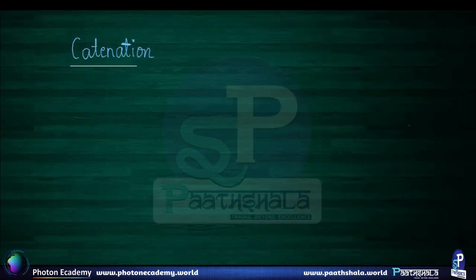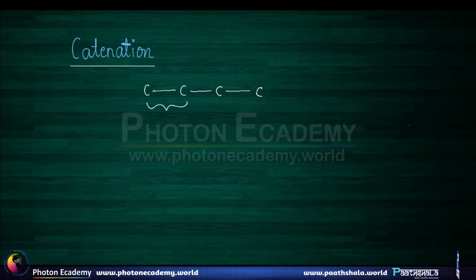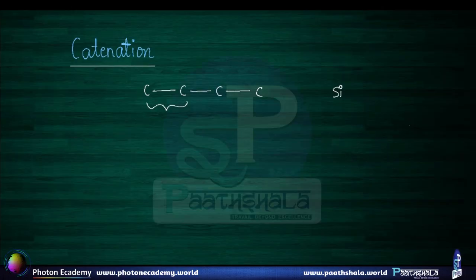So the first property is catenation. Catenation is a unique property of an element to link with the same element in a series, forming long chains. Carbon shows this property because the carbon-carbon bond energy is suitable for catenation. This property is also shown a little bit by silicon. This property allows organic molecules to have as many as 200 carbon atoms in a single molecule.